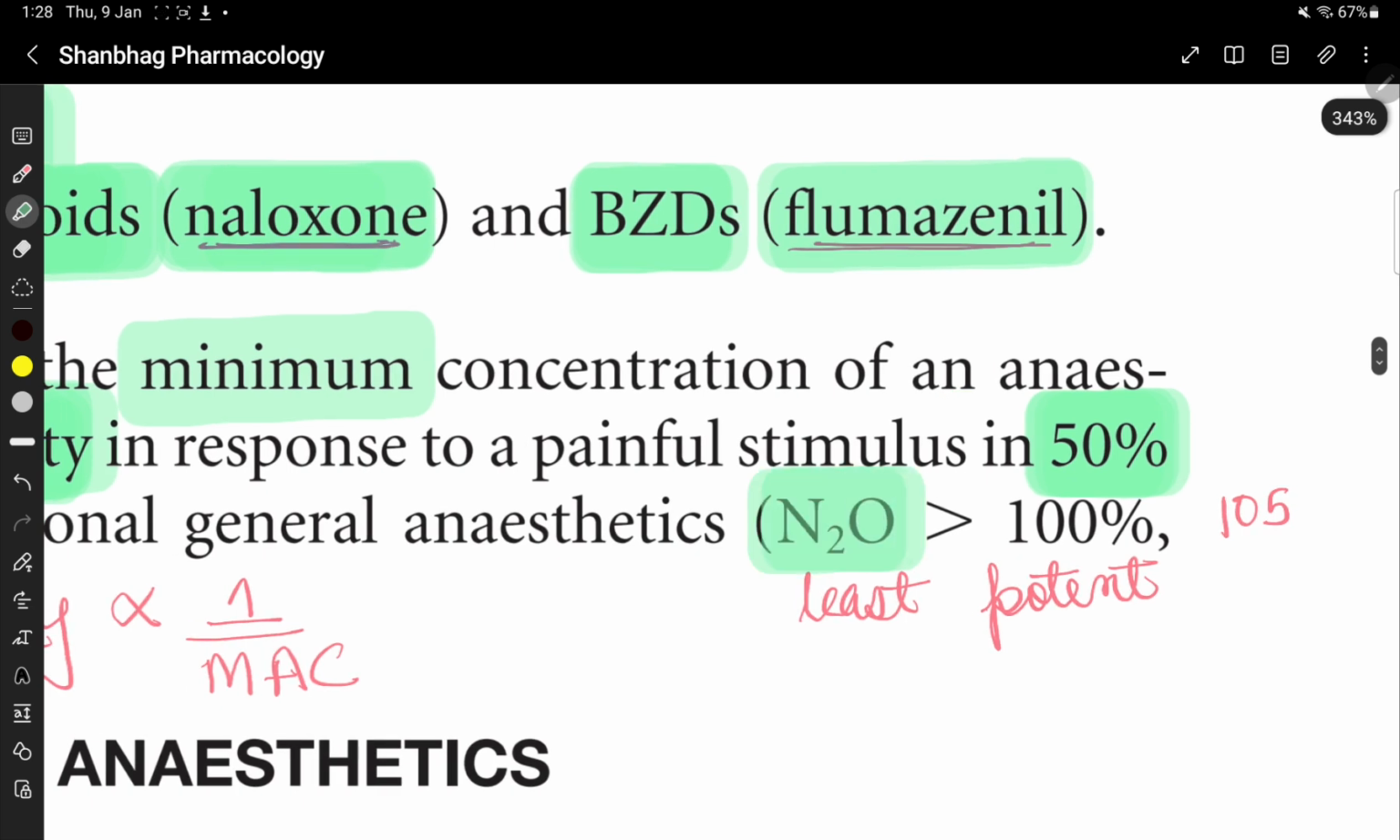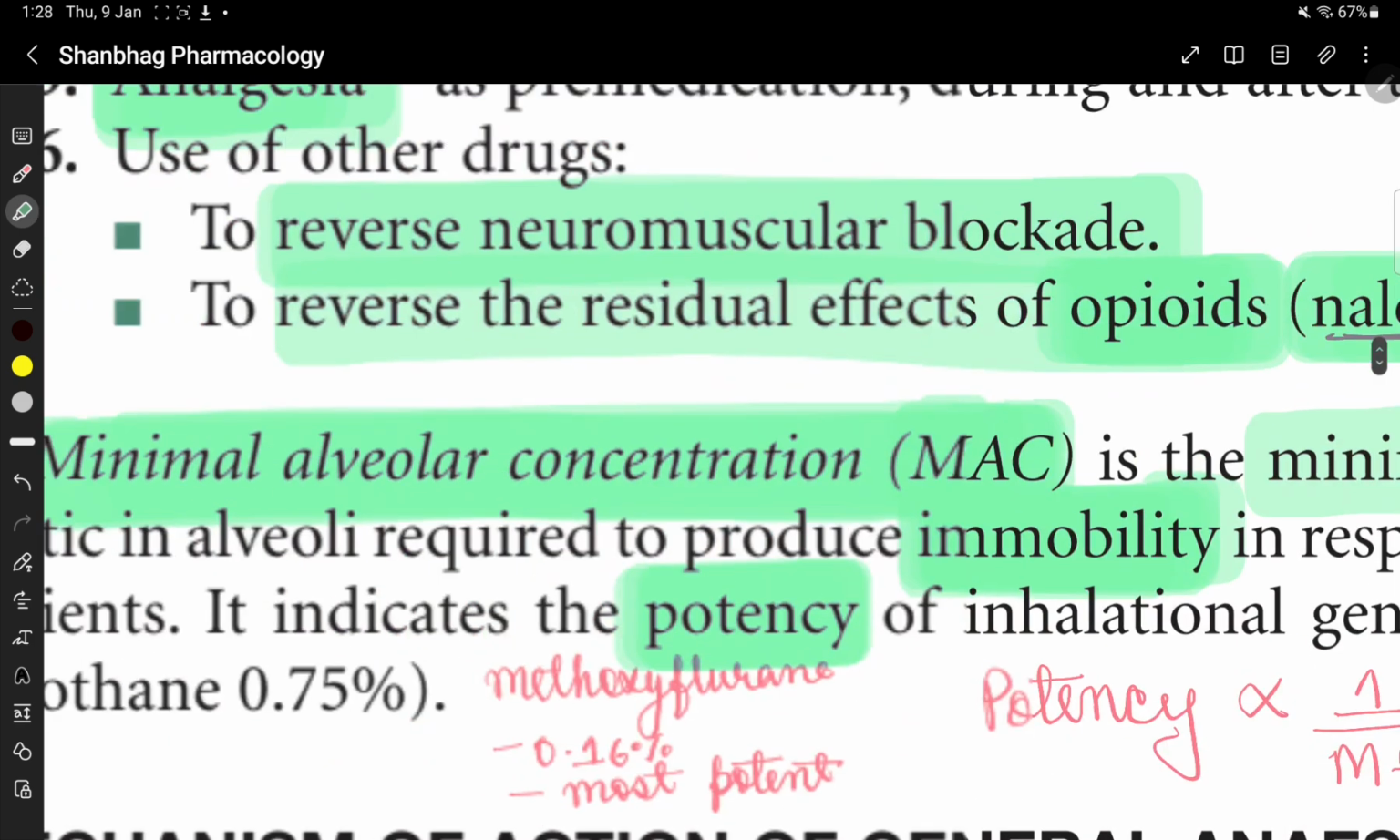For example, the minimum alveolar concentration of N2O is more than 100%. So it's very high. It's around 105%. That's why N2O is the least potent anesthetic.